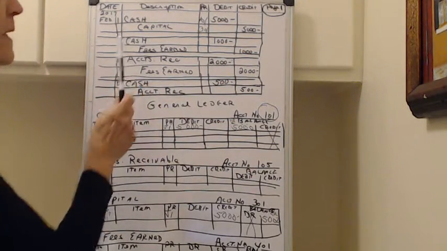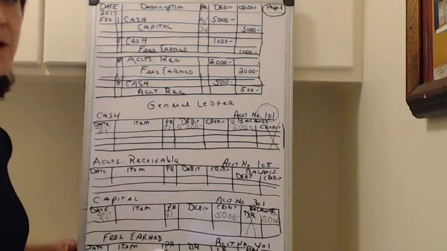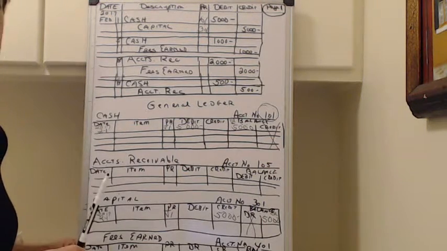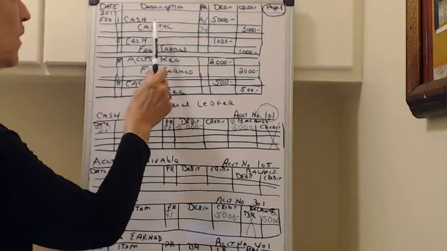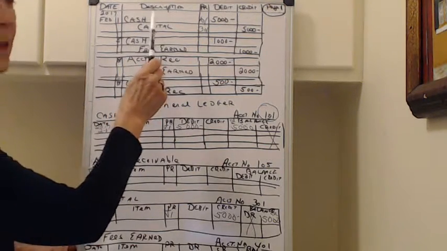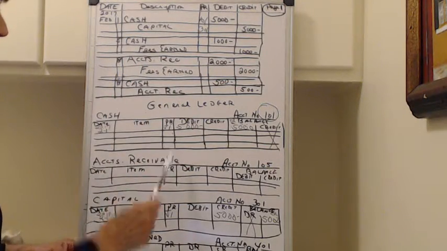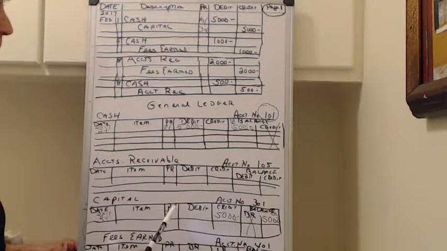I'm going to go, now it's on the 5th. And by the way, you should post daily. You should post after every transaction. On February the 1st, after you wrote that in your journal, you should have immediately posted it into your ledger.